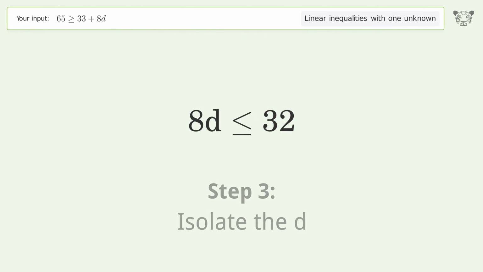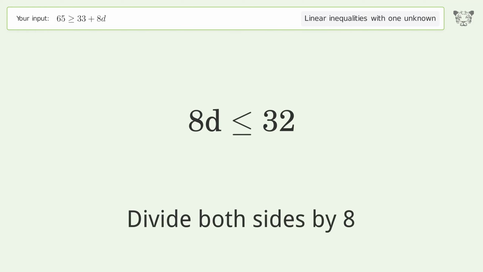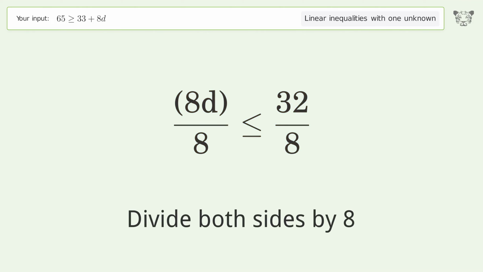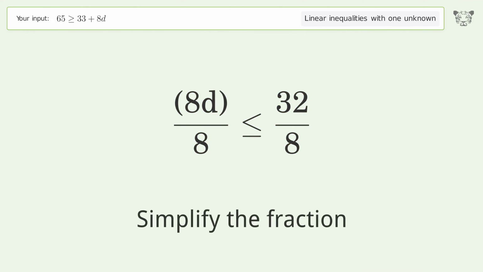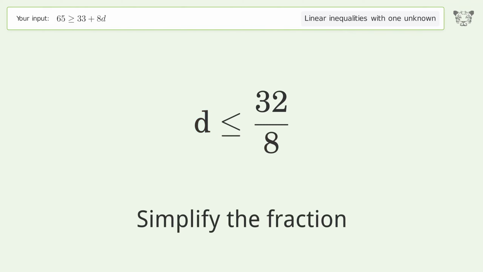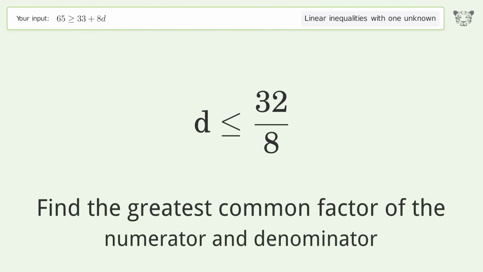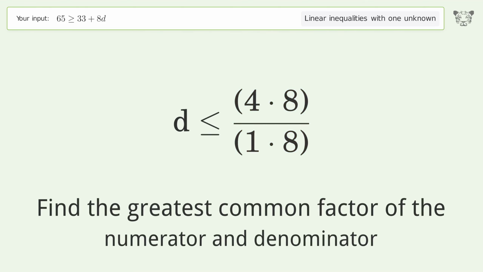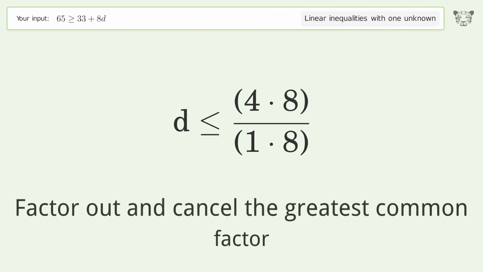Isolate the d. Divide both sides by 8. Simplify the fraction. Find the greatest common factor of the numerator and denominator. Factor out and cancel the greatest common factor.